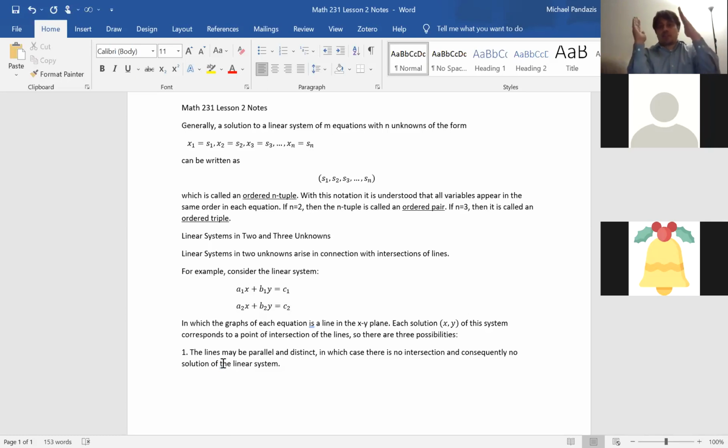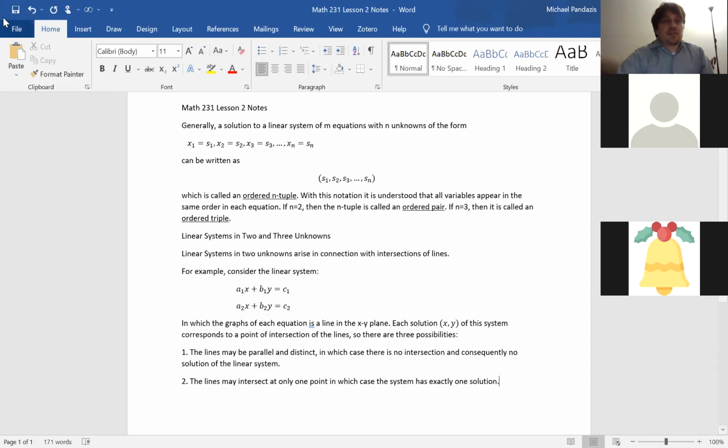So there's no way to have a solution to both equations in your linear system, because there is no point that is on both lines at the same time. That makes sense? So possibility one is that these lines are parallel and distinct, which means your linear system has no solutions. The second possibility is that the lines may intersect at only one point, in which case the system has exactly one solution, right?